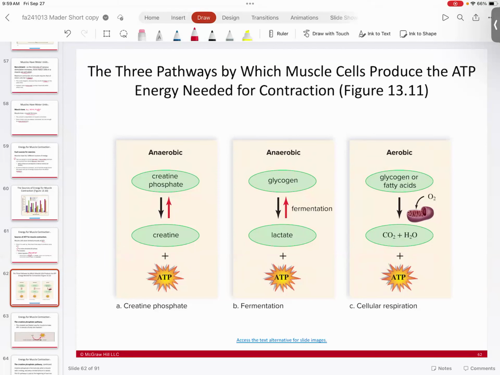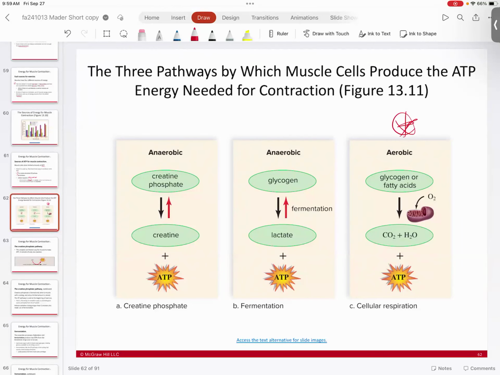And then, of course, aerobic, your glycogen and fatty acids will basically make ATP in your mitochondria. This is cellular respiration. And then you'll be able to make lots and lots of ATP. So this is really what you want. But we know that our oxygen levels have to get up to that point. So in that gap, while we're building up our oxygen, we tend to use these, while we build up our oxygen levels.